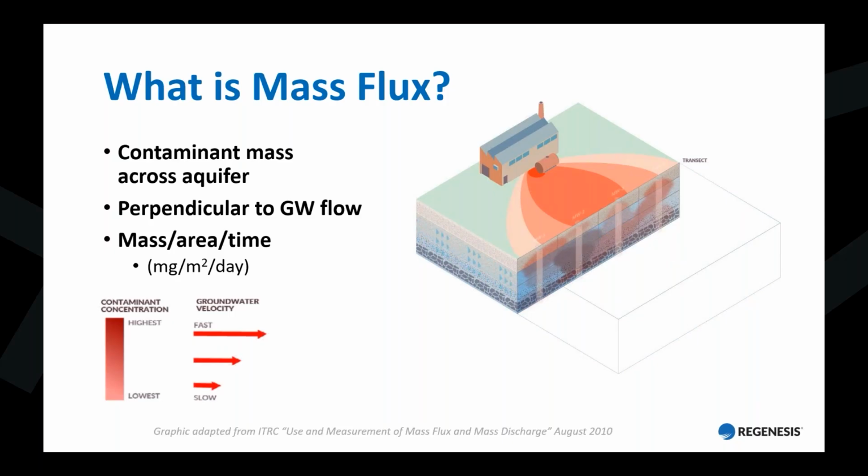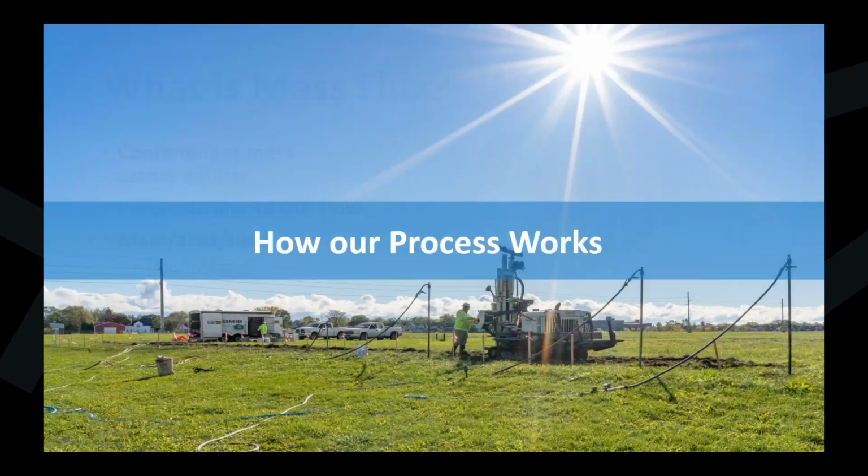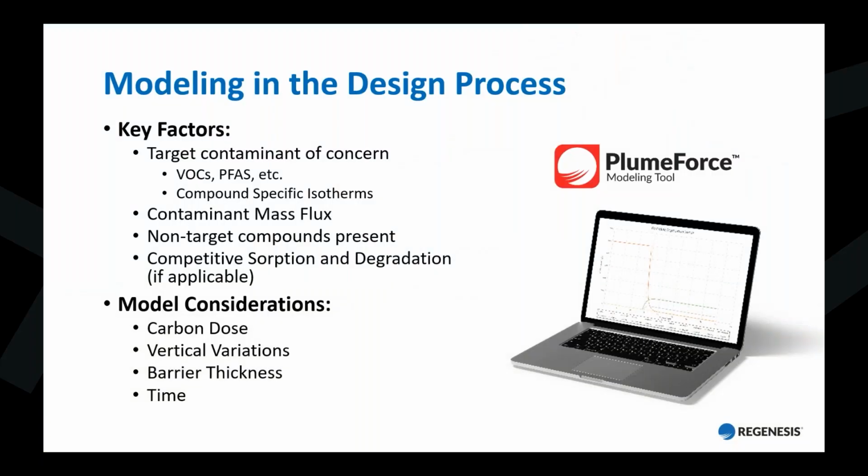And in addition, velocity across this transect may vary as well. So you may have concentrations or flux through this transect actually occurring at different rates. And having this information is really critical if we're designing a barrier to try to stop all of this contamination from passing through. So how does the Regenesis process work when we're putting together a design?